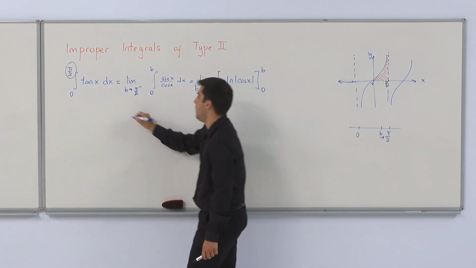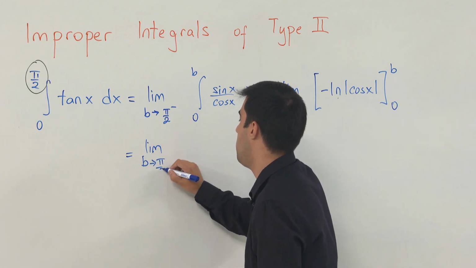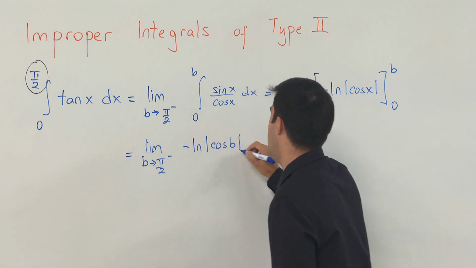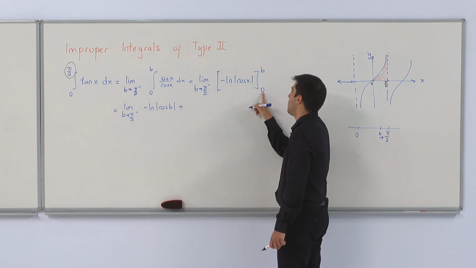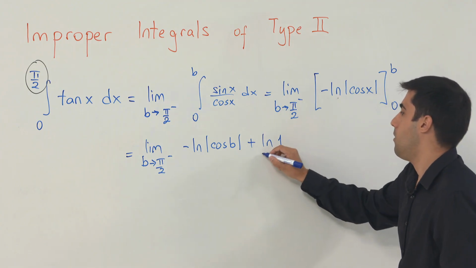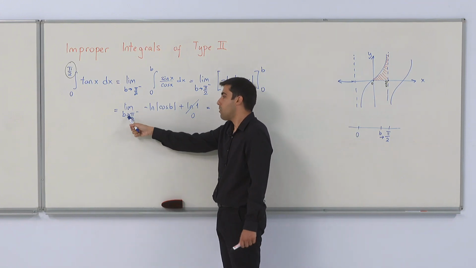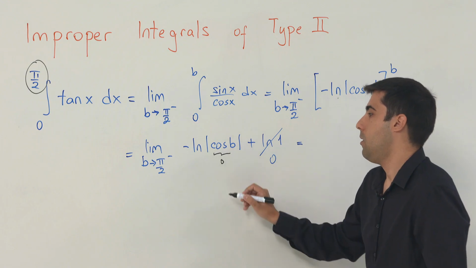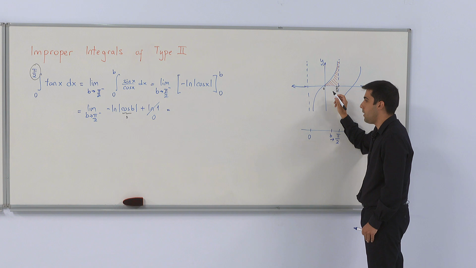Okay, let's put them in. We have limit as b goes to pi over 2 from the left of minus ln cosine b. Then for the lower bound, you have minus minus, plus. And if you plug in 0, cosine 0 is 1, and then you have ln 1, which is also 0. And let's check out this limit. As b goes to pi over 2, cosine b goes to 0. And then ln 0 goes to negative infinity.